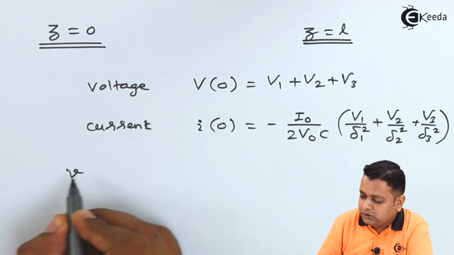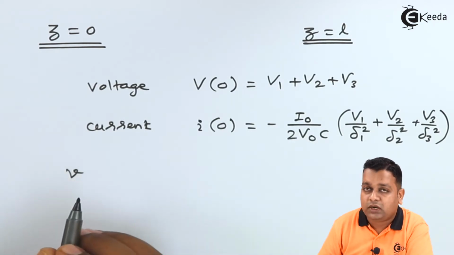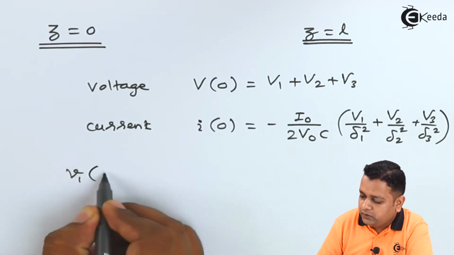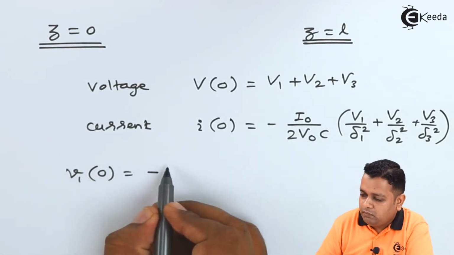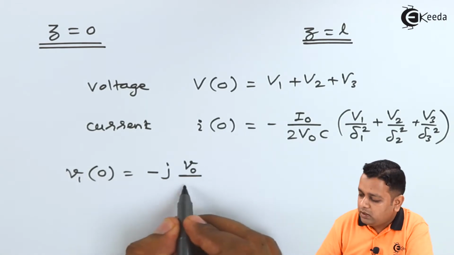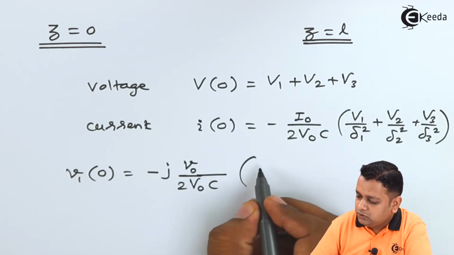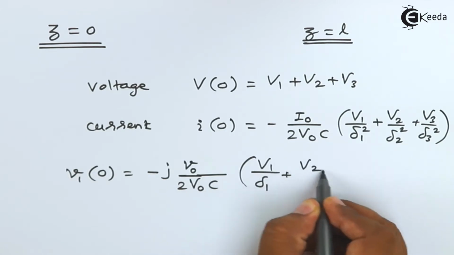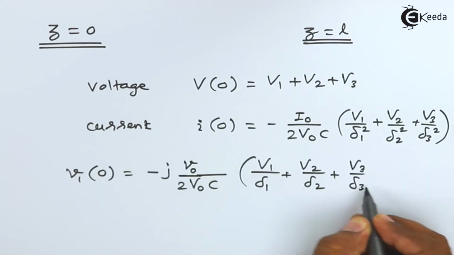So v as a function of z we had earlier introduced in the representation. We put z equal to 0 in this equation, and it will be given as v1 in the bracket 0, and it will be minus j in the bracket, v0 divided by twice capital V0 into C, in multiplication to the bracket V1 divided by del 1 plus V2 divided by del 2 plus V3 divided by del 3 here.